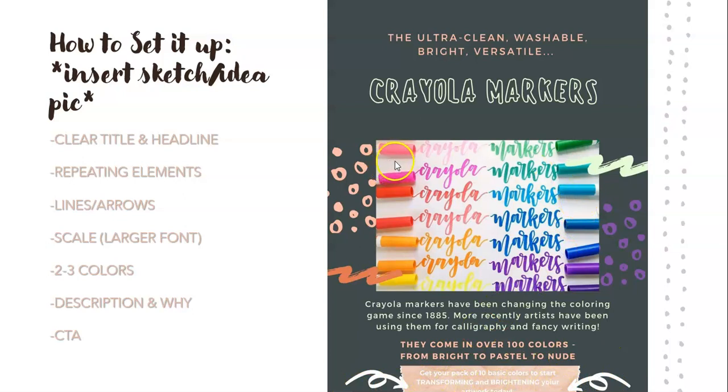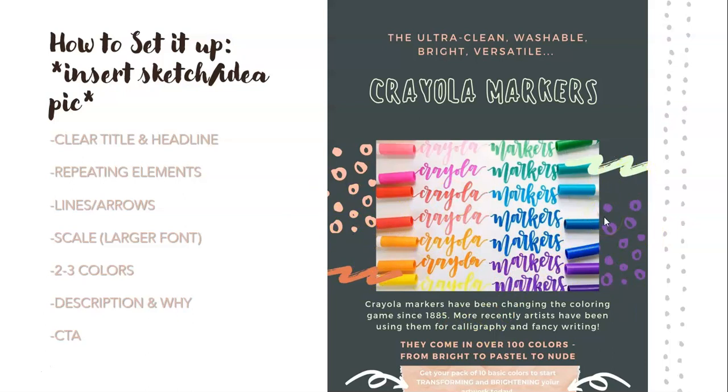Okay. I also have larger font. So the first thing that you should see, this was my focal point, was the Crayola markers. And then you can see a ton of different colors that they come in as well. So I made sure my Crayola markers stood out by making them into a larger font, and then choosing only 2 to 3 colors. So as you see, I've got these two font colors, and then I just have a little mixture of colors on the side here.